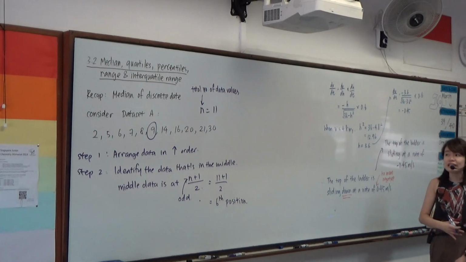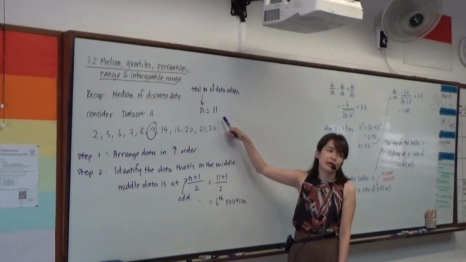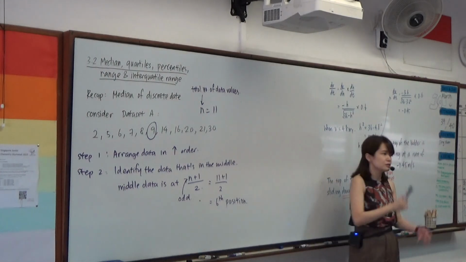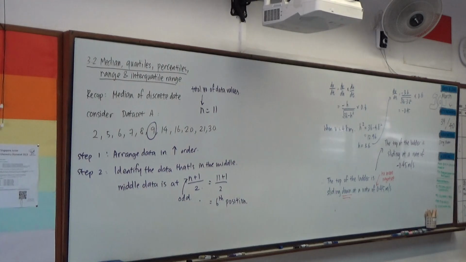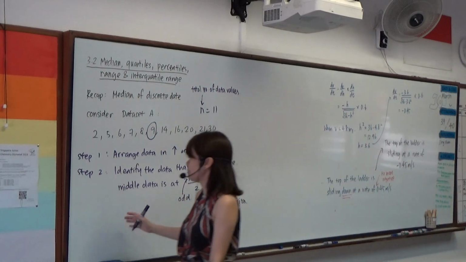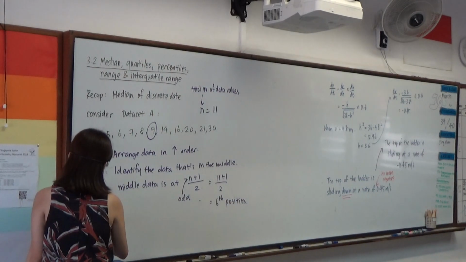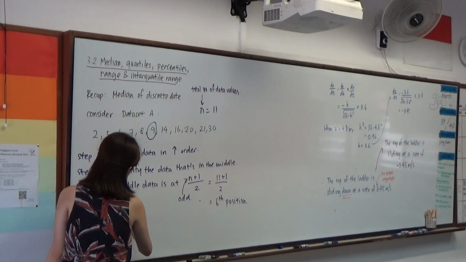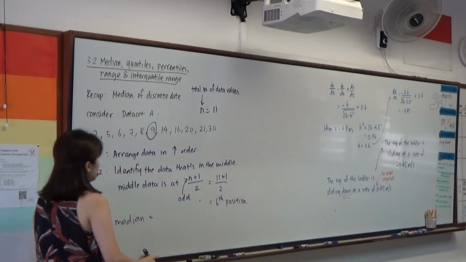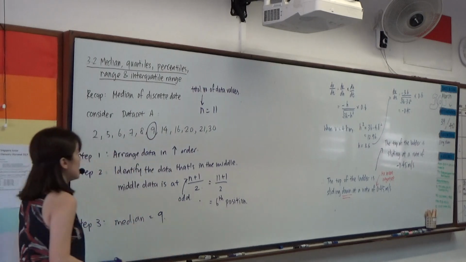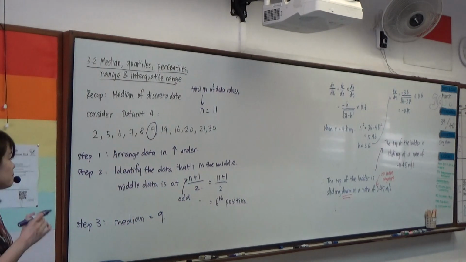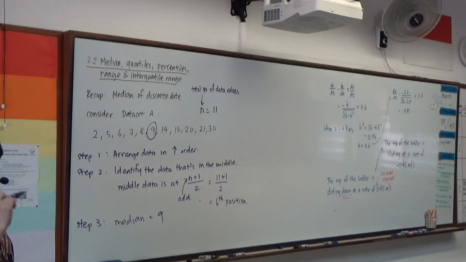For an even total number of data values, there's another way of doing it. But let's look at the odd number first. After identifying where the middle is, our final step is determining the median value. The median value in this case will be 9. So the median is a data value, it is not the position.